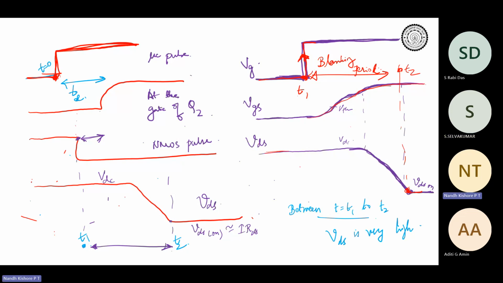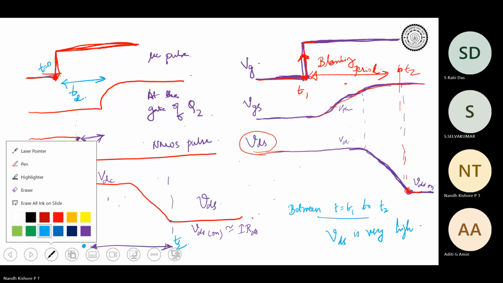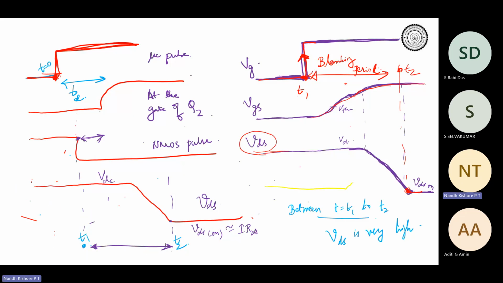So this is one of the drawbacks of the DSAT protection scheme, because you're relying on VDS. You're not directly sensing the current. Let's say there is a short circuit fault between T1 and T2. Your short circuit current started increasing rapidly from here, but you will be able to sense this only after the T2 point. This is called the blanking period.